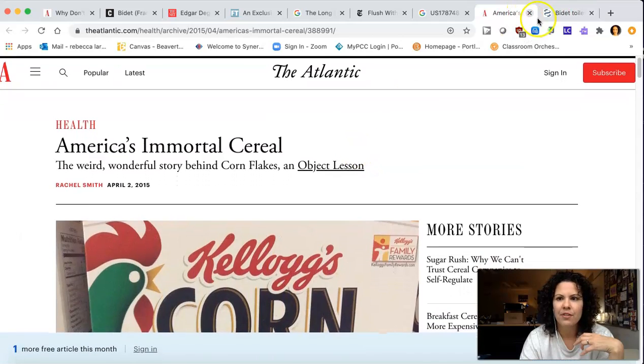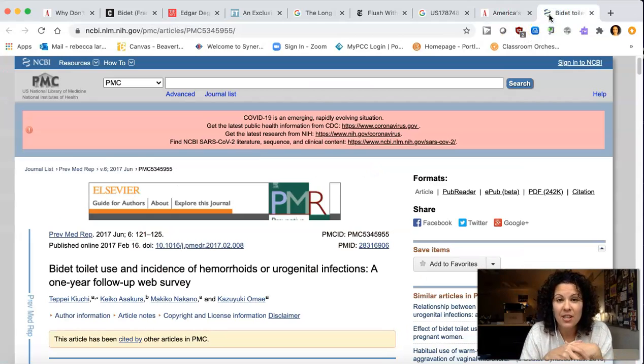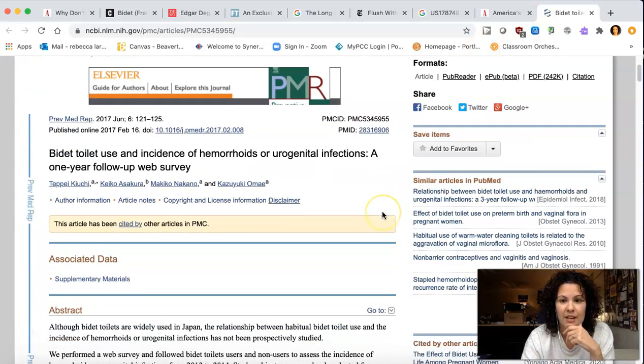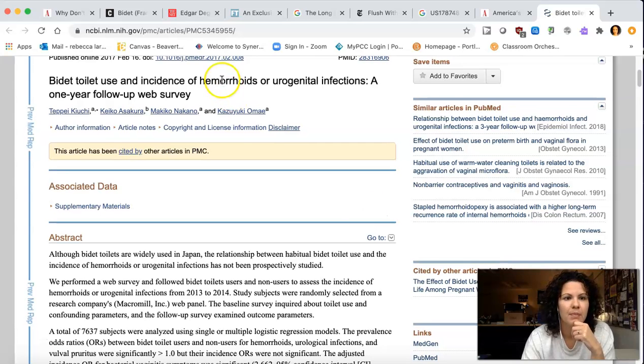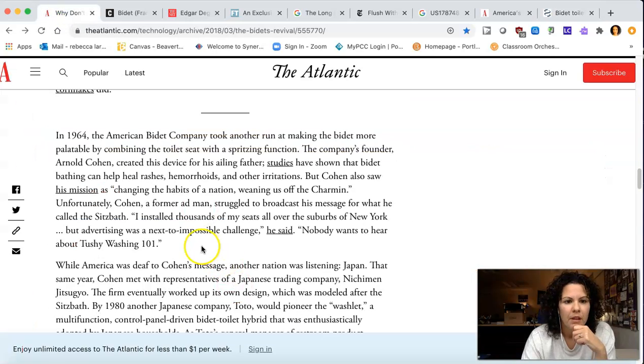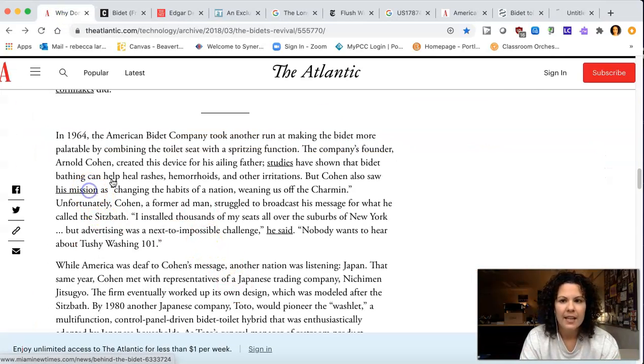we don't have very many. We just have one. And so we want to use that balance of research. And this is the study, right, that goes through about how it increases our incidence of hemorrhoids, or doesn't increase, but it decreases, right? And then we have Cohen and his mission.